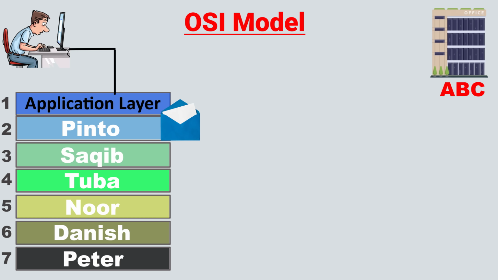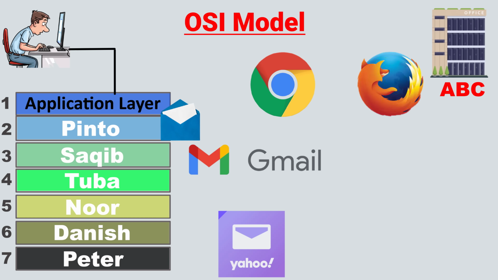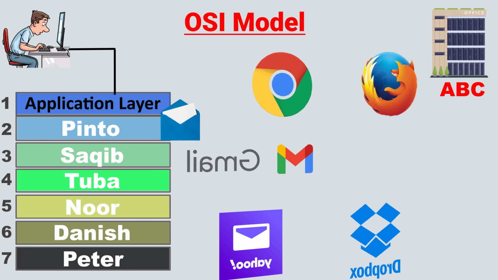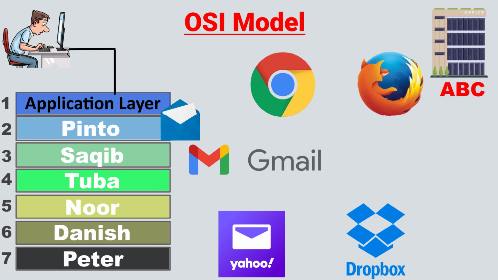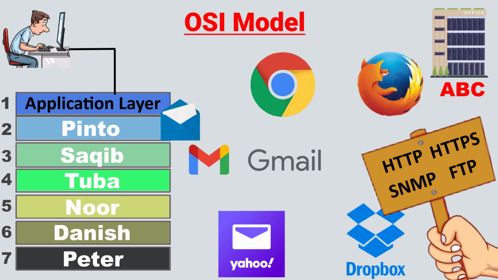All applications and software we use in daily life, like Google Chrome, Firefox, Gmail, Yahoo, or any file sharing application like Dropbox, all work with the help of application layer protocols. Users basically work on applications, but they include application layer protocols that are needed to make the application work correctly in a network or on the internet.